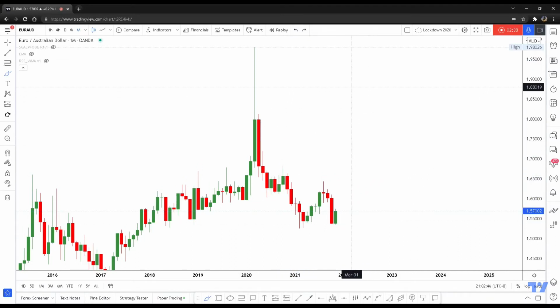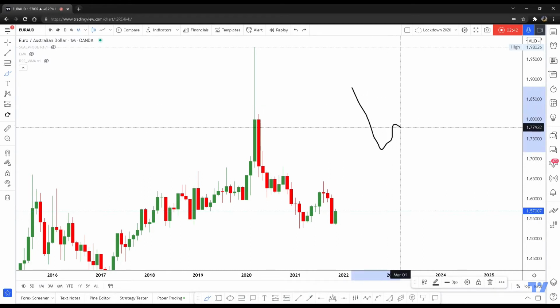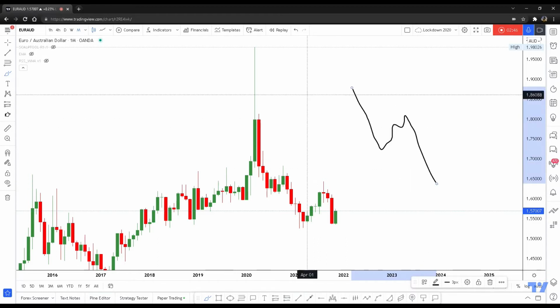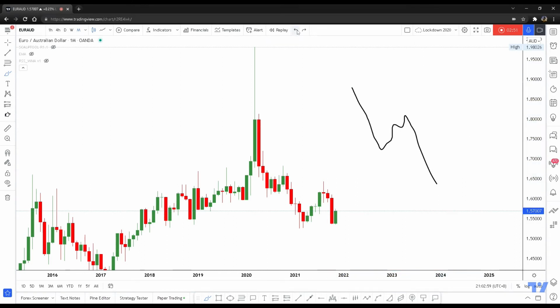So basically what we have is the market creating an impulse to the downside. It then created a correction, and after the correction, it created the next impulse. And this is generally how the market moves every single day.